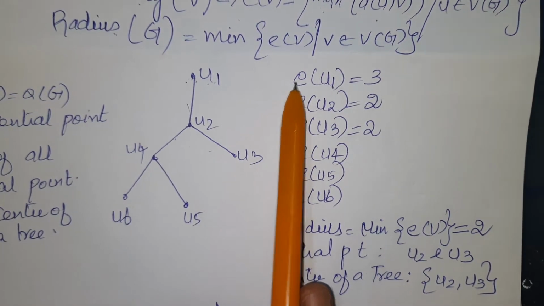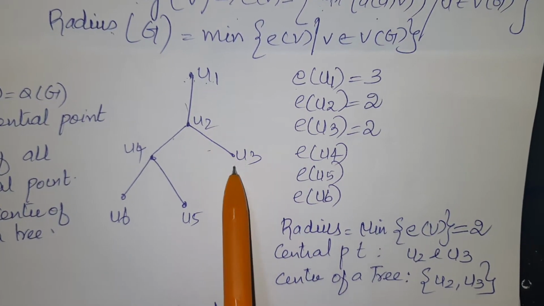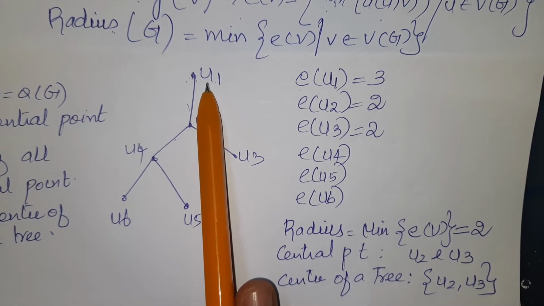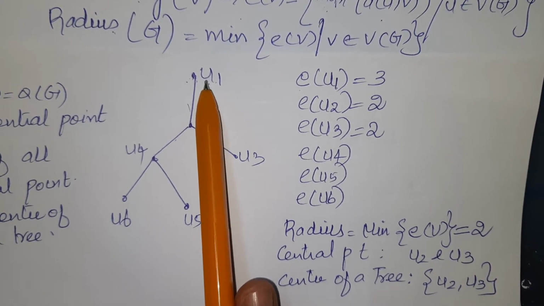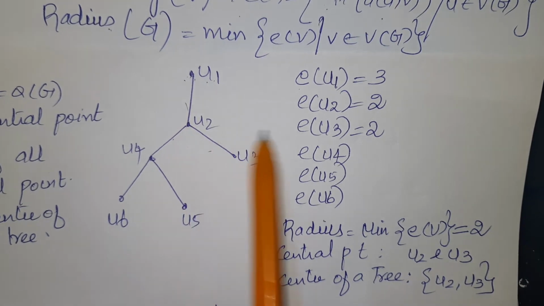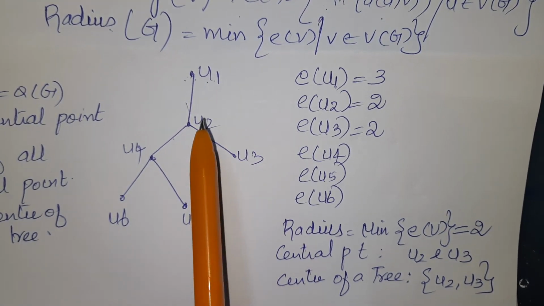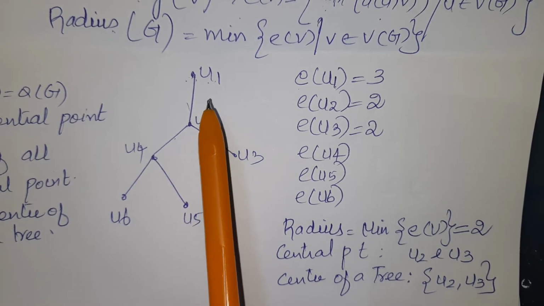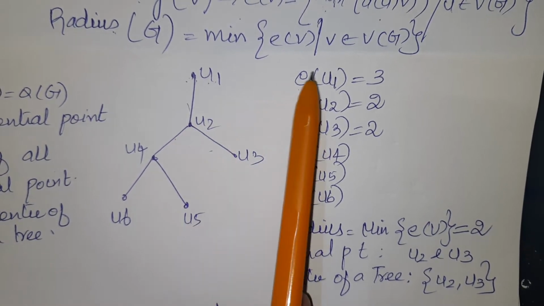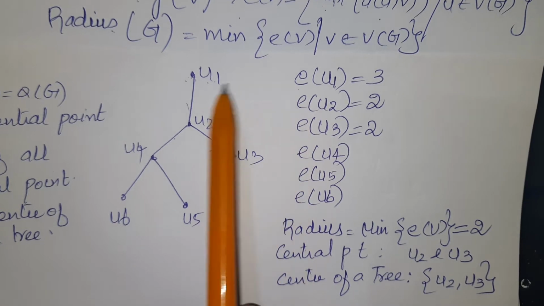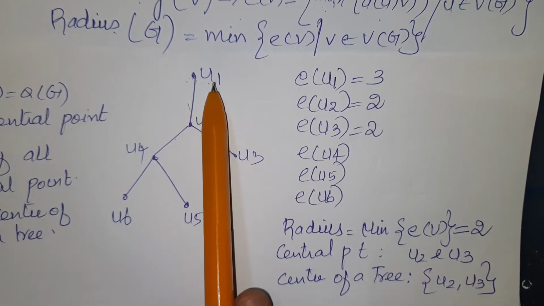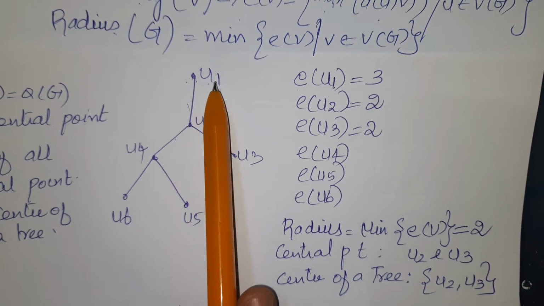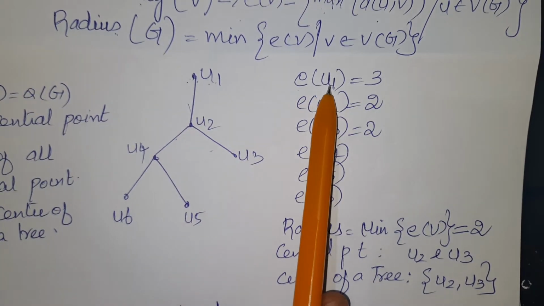Eccentricity is with respect to every vertex. We have to simply see, from the specific vertex, the considered vertex, to all the different other vertices, find the distance. And whatever the maximum distance we get, that is going to be called the eccentricity. So to start with the first vertex U1, let us find the eccentricity of the first point, that is E of U1.